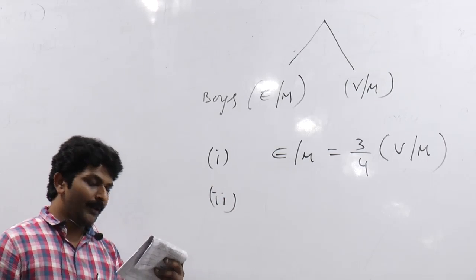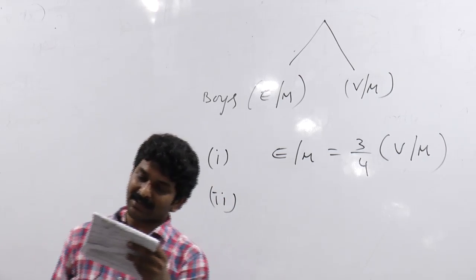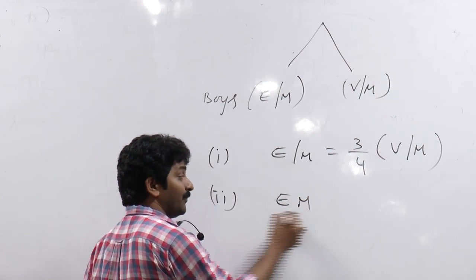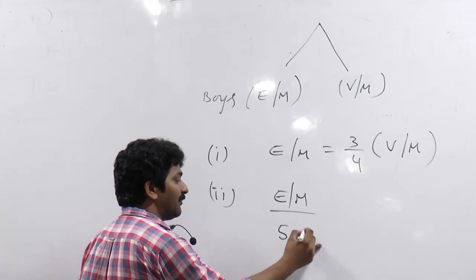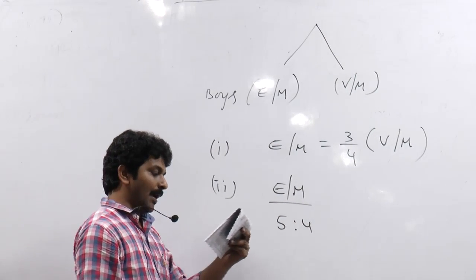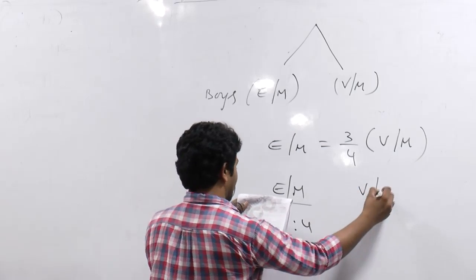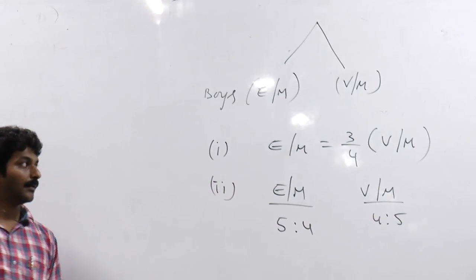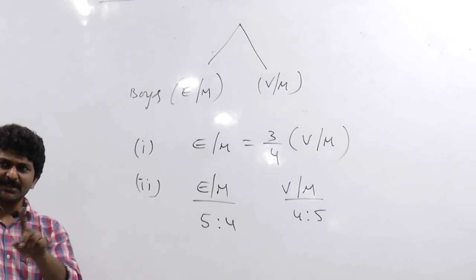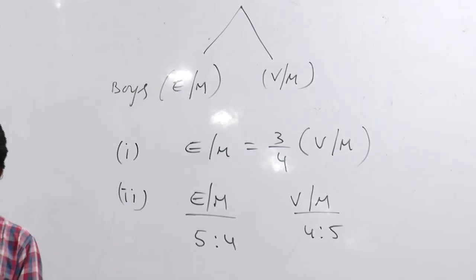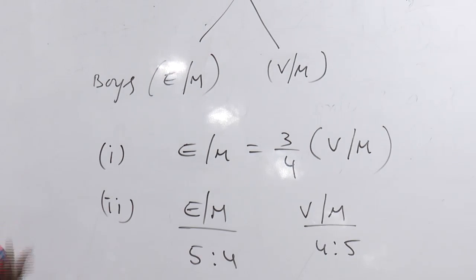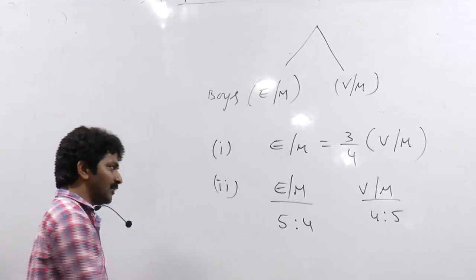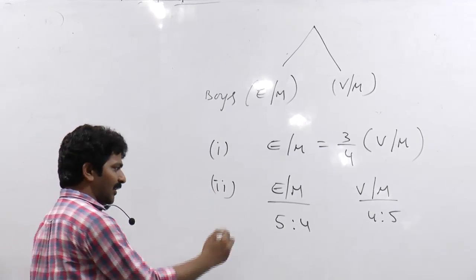Next, 2. Ratio between number of boys and number of girls studying in English medium is 5:4. In English medium, ratio between boys to girls is 5:4. And in other one, ratio is given as 4:5. So first of all, what is your question? You need to calculate number of boys. In the sense, you need to give answer in terms of integer. Do you have total integer here? No, comparison only. Do you have integer here? No, comparison only. So even if you include 1 and 2, you will not get your answer.